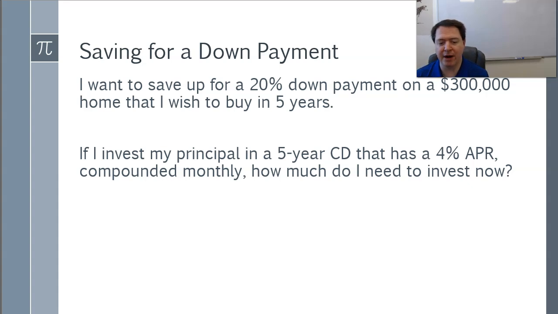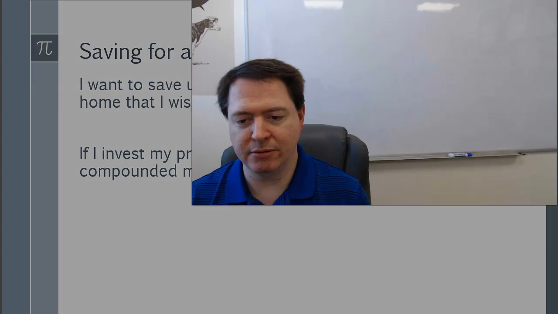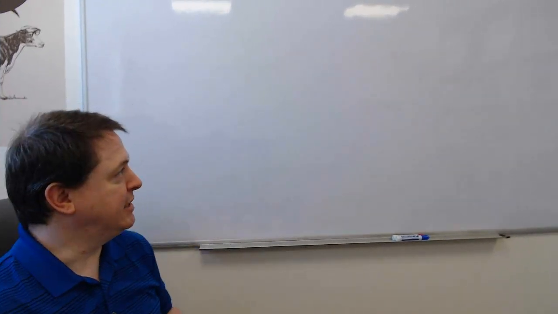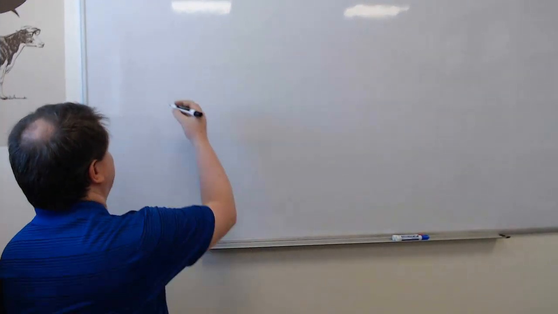And I want to figure out how much I need to invest now so that in 5 years I will have that down payment. Okay, so this is kind of going to be 2 steps. One is figuring out how much of a down payment I need, and then figure out, well, how much do I need to invest now?